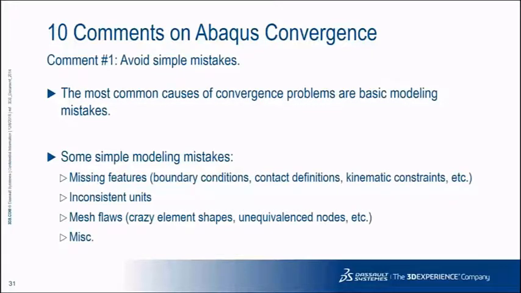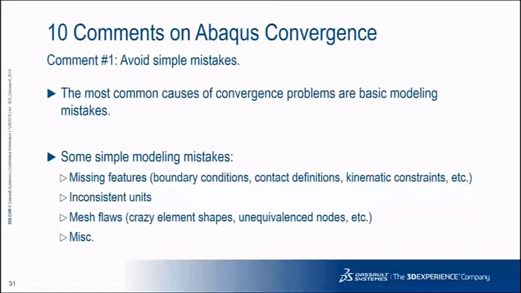Most of the convergence problems are basic modeling mistakes. I just received a model today from someone who is pushing on a surface which is not in contact. If you push on a surface which is not constrained and not in contact and you're using a force load, that's going to cause an issue. In that case, you can switch to displacement controlled and avoid issues like that. But I consider that a basic modeling mistake.